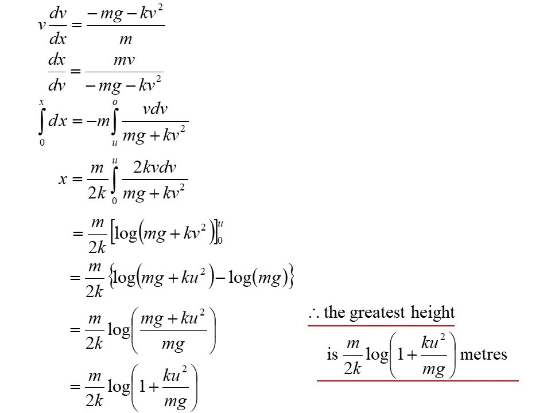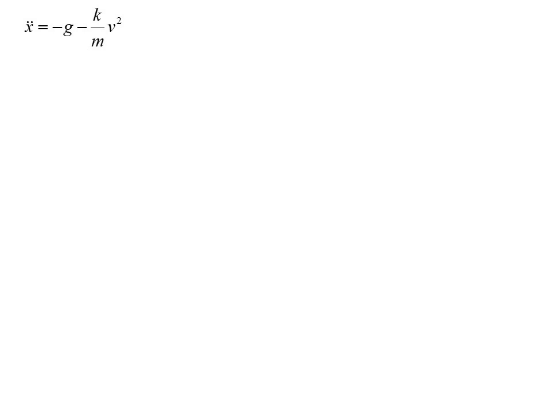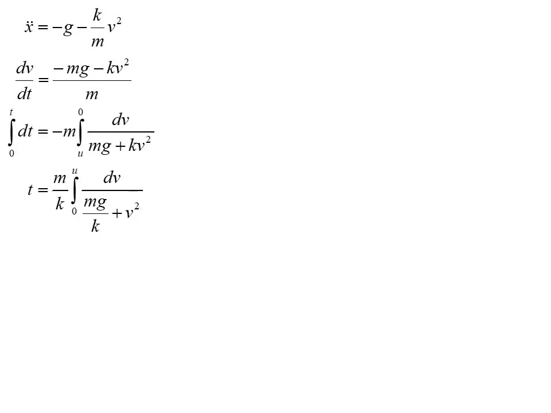The other thing they asked me to find was the time it takes to get there. So now I'm going to go back to that acceleration equation, but this time I'll use dv/dt, because that'll link velocity and time together. Again, separate the variables, but this time it's looking like it's going to be an inverse tan situation here. So I played around with that to make it just v squared. It makes it a little bit easier for inverse tan, but that means this mg becomes mg on k, because I pulled out the k altogether.